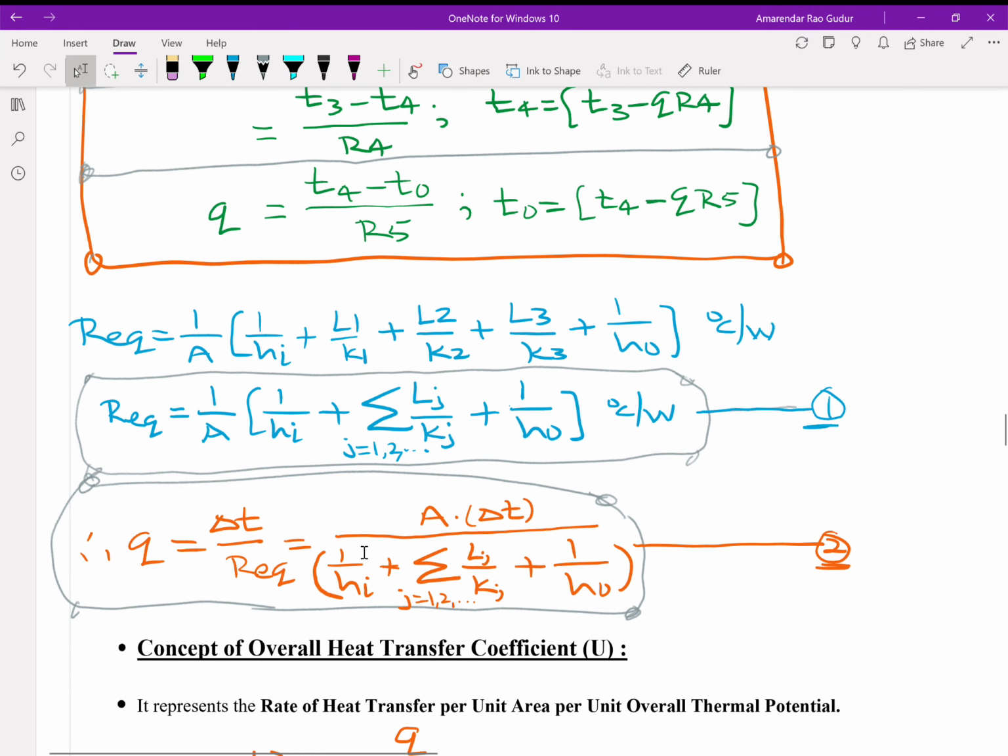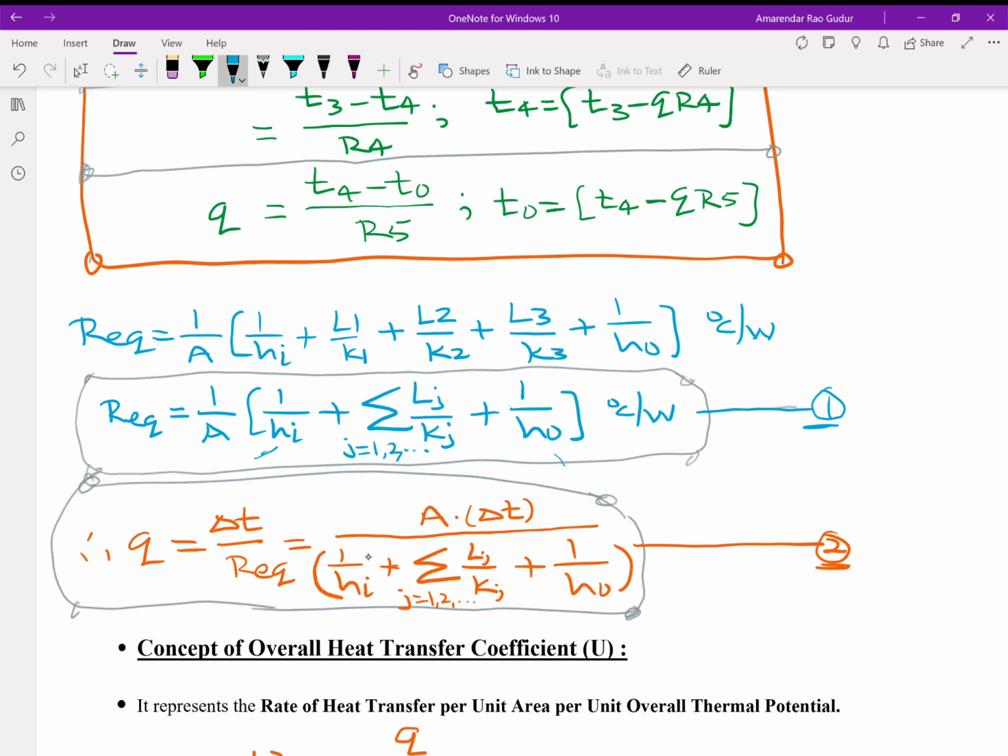Now R equivalent, already I told you, R1 plus R2 and so on. You can take 1 by A common. This becomes 1 by HI plus L1 by K1 and so on till you get the outer convection term. And these conduction terms are expandable. Therefore you can write this as 1 by A times 1 by HI. You begin with convection, at the end 1 by H0, you end with convection. In the middle, sigma Lj by Kj, where J is equal to 1, 2, 3 and so on.